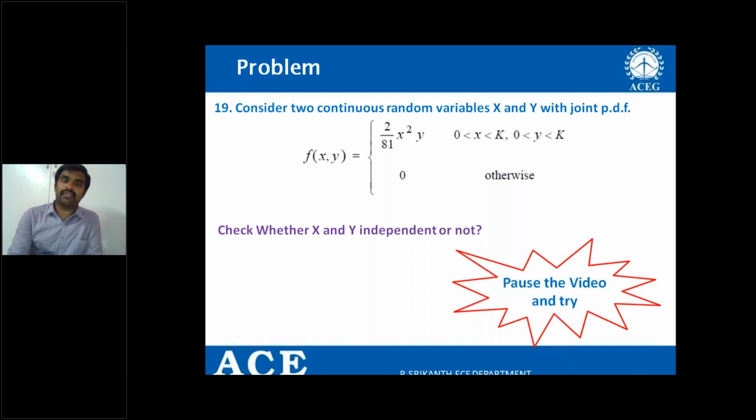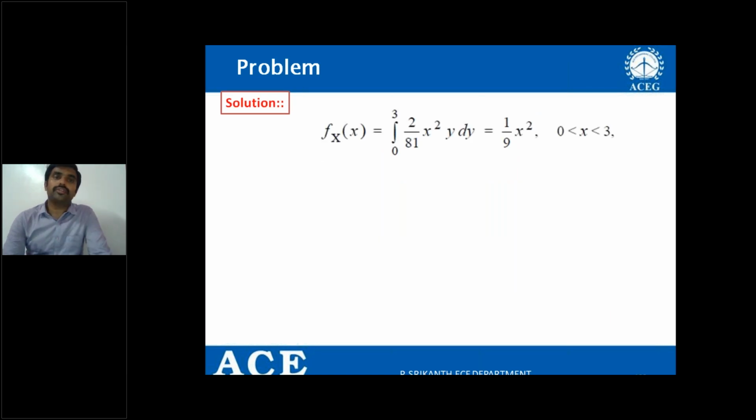So here, pause the video and try to solve. There we have calculated the k value. In fact, we got k equal to 3. Just go back to the previous problem and see the k value. Pause the video and try to solve. And now just see the solution.